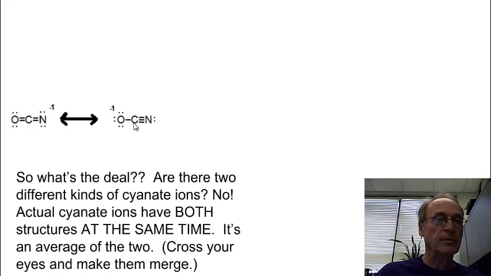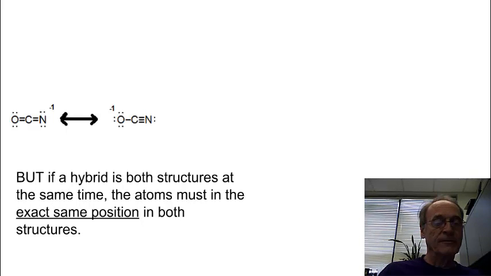Now, it may seem hard to believe that it can be both things at the same time, but it's in fact a hybrid of these. It's an average of the two. You might try crossing your eyes and seeing if you can make the two overlap with each other. And that's kind of like what the hybrid would look like. Now notice, if it's going to be a hybrid of both two, or in some cases more than two, resonance structures at the same time, then the atoms have to remain in the same place, because if the atoms are moving, then it can't be both at the same time.